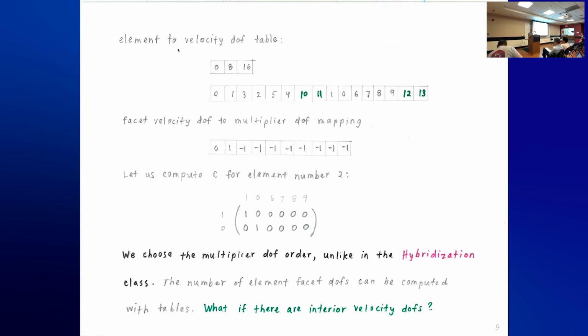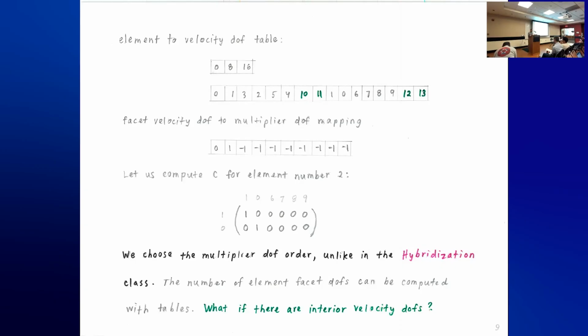Okay, so we have everything. Now we want to compute C. So we march through the facet velocity DOFs, and then we use our mapping here, and we just load it in. So we have 1 for the velocity, so we go here and we get index 1 for the multiplier DOF. What's important is that we choose the multiplier DOF order in the matrix C, unlike in the hybridization class, where it has to check and some of these indices can be backwards. We don't have to do that.